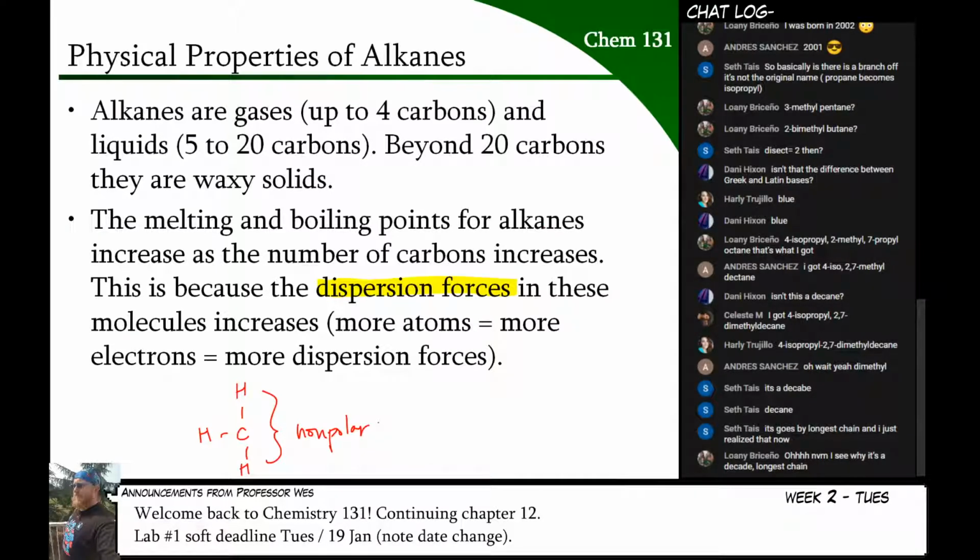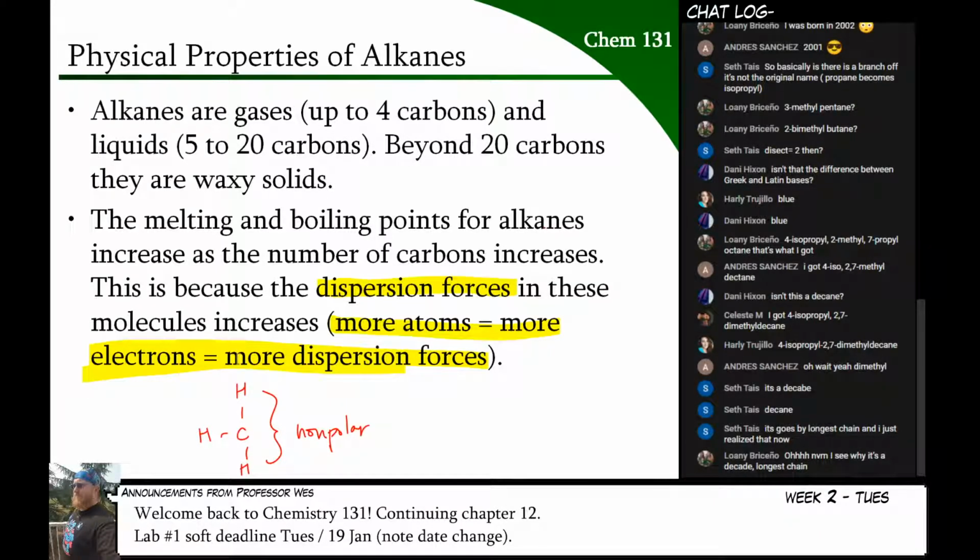From that, if you remember 121, you might recall that dispersion forces come from electrons, and if you have a higher molar mass, you have more electrons, and when you have more electrons, you have more dispersion forces. So, as things get bigger and more electrons are present, you have more dispersion forces.